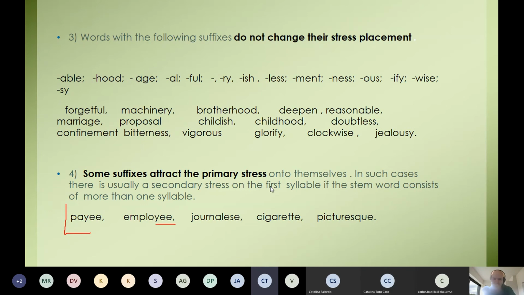Any other questions or comments or suggestions? I have a question. Yes. So if there's a word with more than 2 syllables, we have to count the syllables from right to left, right?